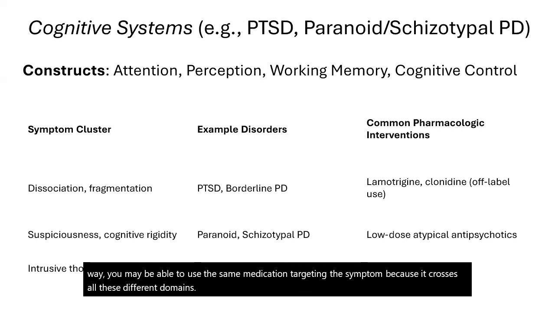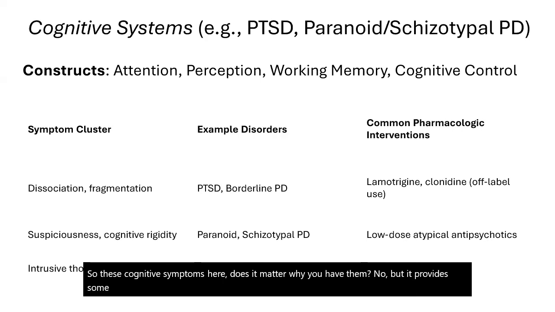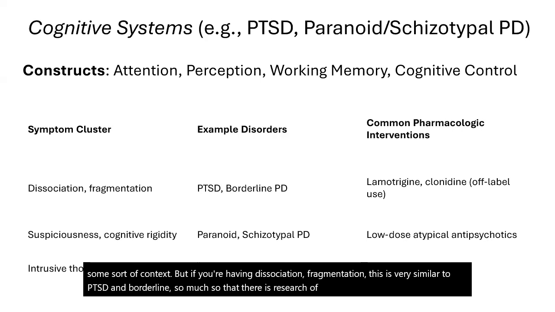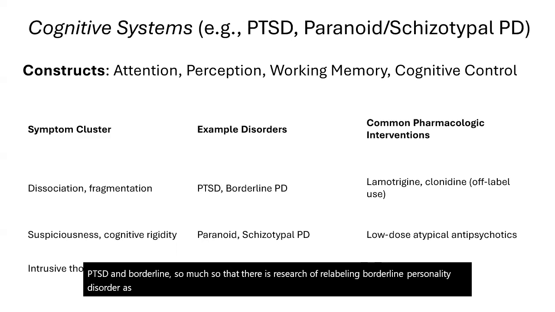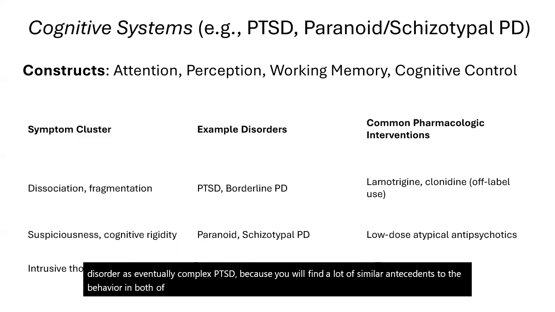So these cognitive symptoms here, does it matter why you have them? No, but it provides some sort of context. But if you're having dissociation, fragmentation, this is very similar to PTSD and borderline, so much so that there is research of relabeling borderline personality disorder as eventually complex PTSD, because you will find a lot of similar antecedents to the behavior in both of those populations.